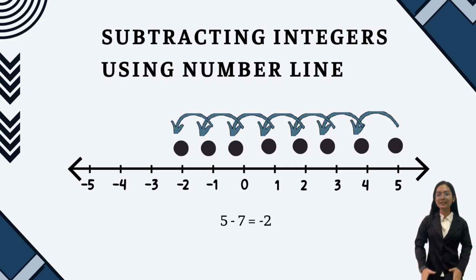To wrap up, class, subtracting integers is about finding the difference. And we can make it easy by turning it into addition. Just change the sign of the number being subtracted, or the subtrahend. Then, use our addition rules. So class, that's all about adding and subtracting integers.